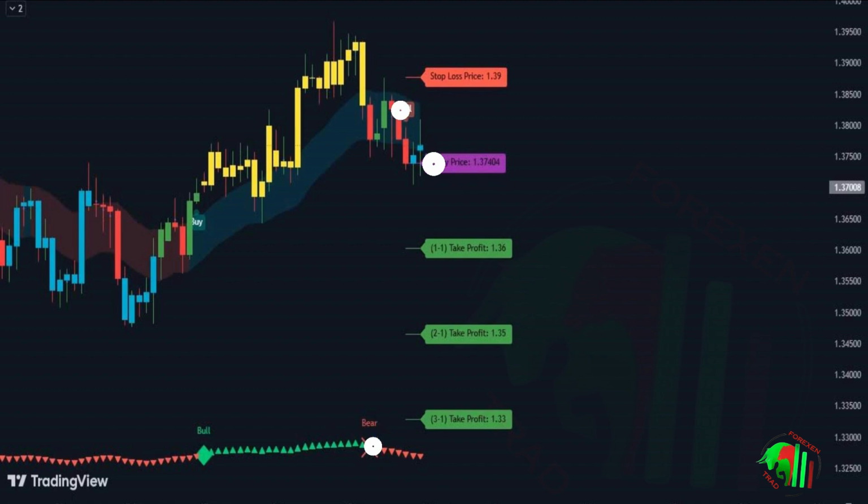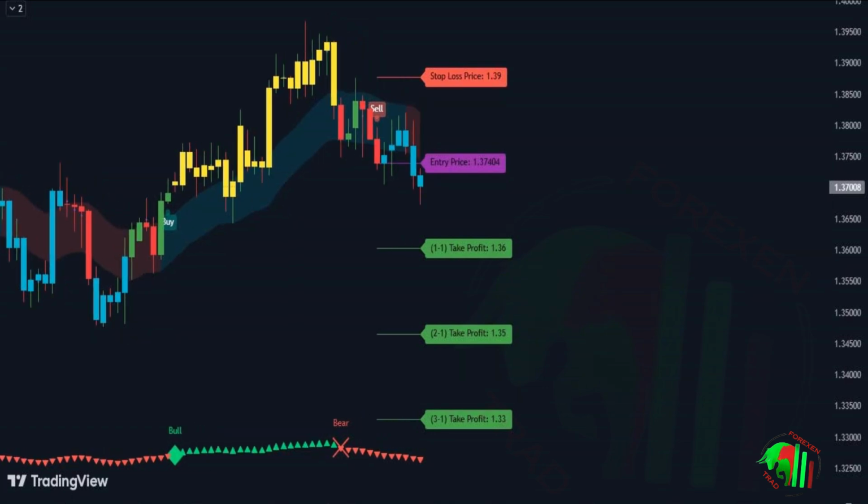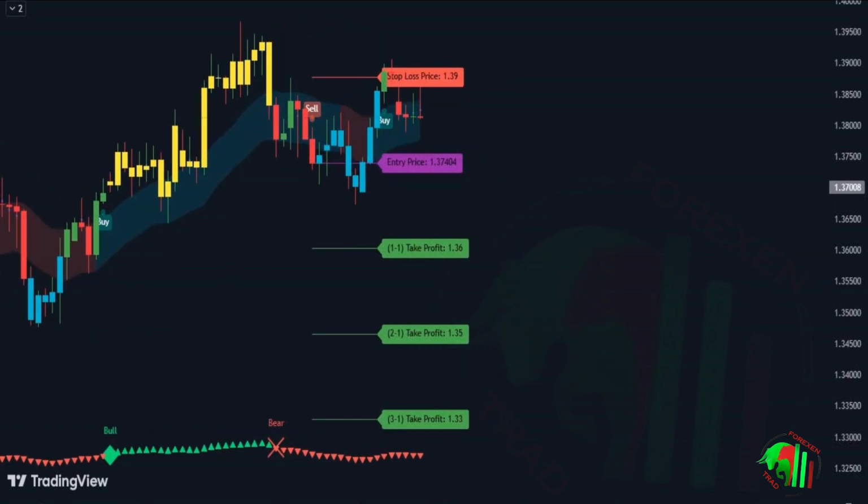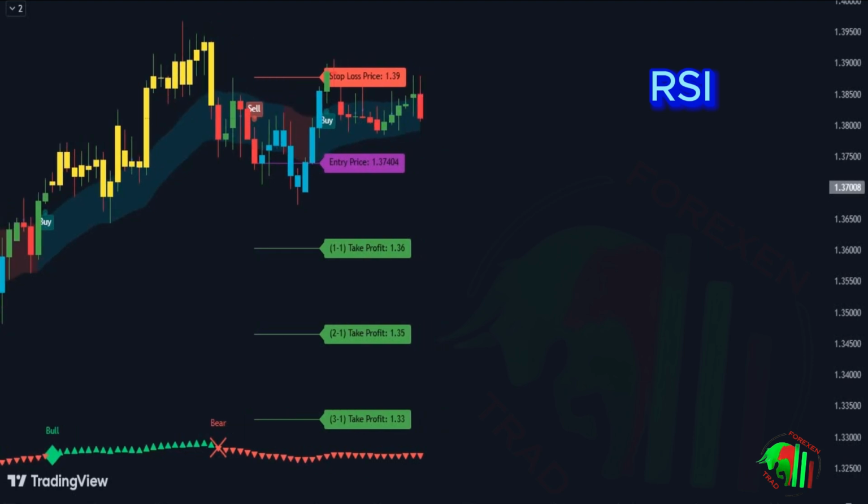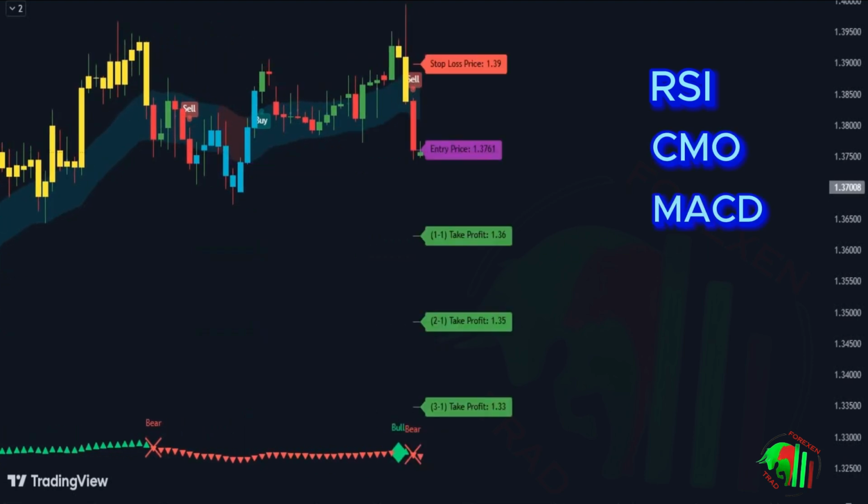This strategy uses 6 powerful indicators that work together to give you clear entry and exit points, as well as stop-loss advice. It also incorporates cloud moving averages, calculating 2 simple moving averages, one for high prices and another for low prices over a set time period. Additionally, the indicator includes momentum-based tools like the RSI, CMO, and MACD.